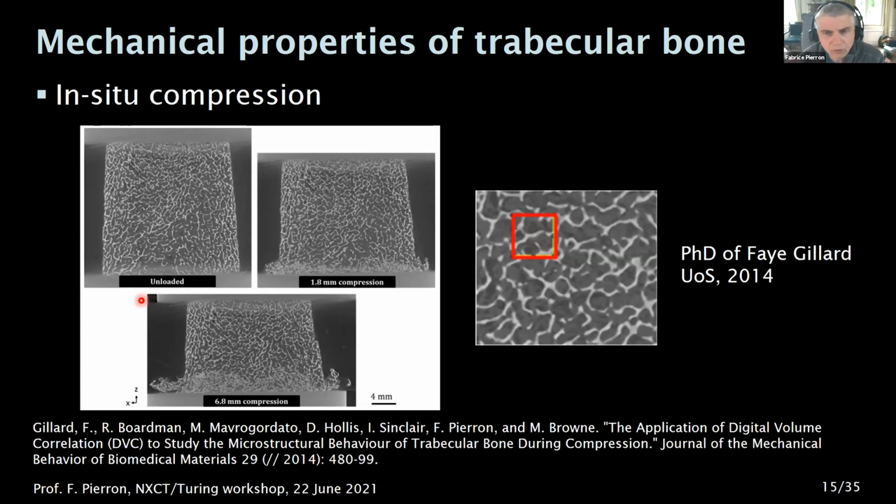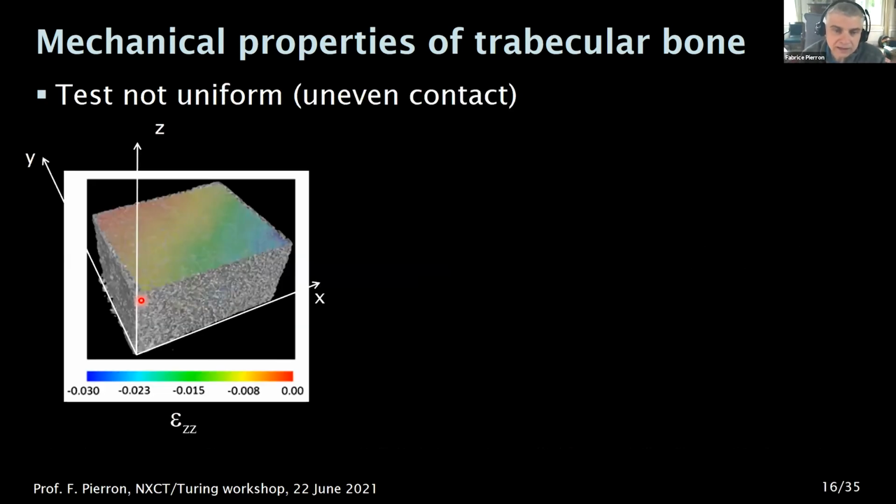And again, DVC was performed based on the subset that is schematically represented here, so containing a few trabeculae. And from that, you can get the deformation map. What was interesting first is to notice that the strain state was not uniform at all. So in this compression test, we were expecting that in a horizontal plane, the compression strain would be uniform, but it wasn't. And that's because it's very difficult to have a compression test without any kind of platen rotation or artifacts of contact between the bone and the platen.